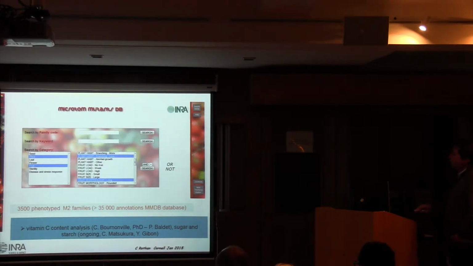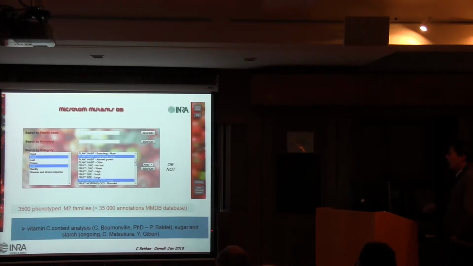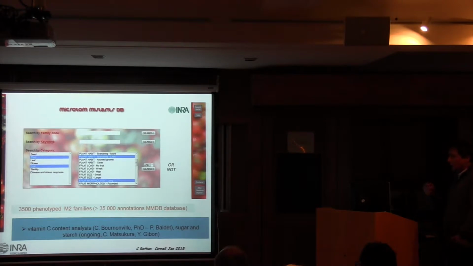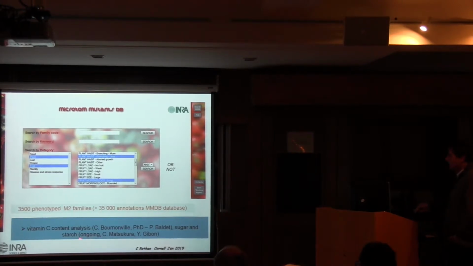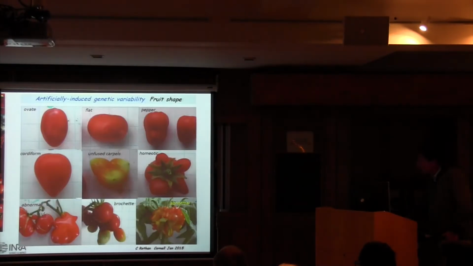So how can we use that? As I said before, we have been storing this phenotypic data in a database. You can search it for different keywords. What we are currently doing, I won't talk about that today, but it's very interesting, is screening for vitamin C mutants. It has been done for sugar mutants, and you can have mutants with as much sugar as in grape, for example. And something that we are beginning soon is to screen for starch mutants.